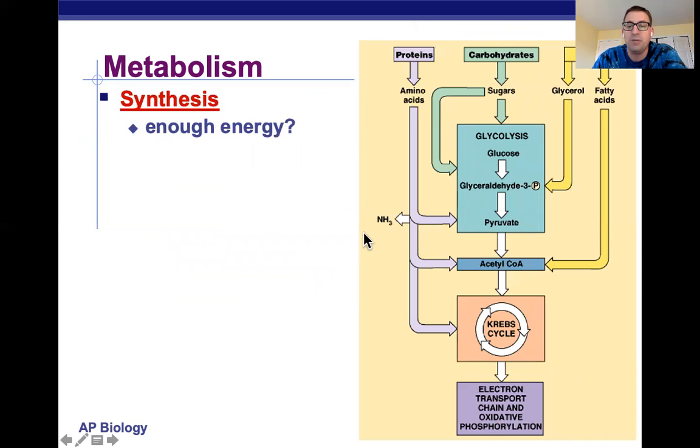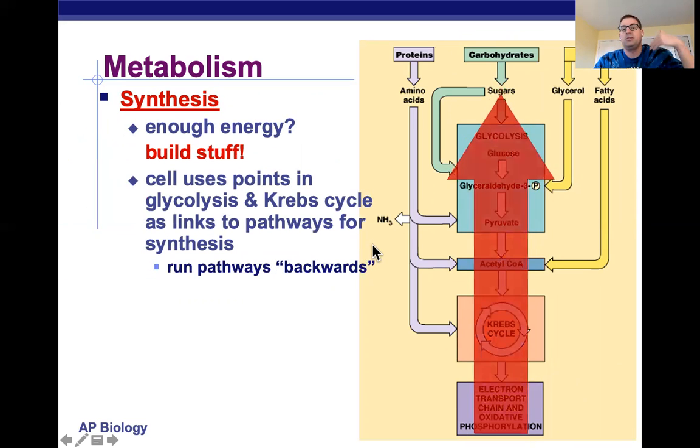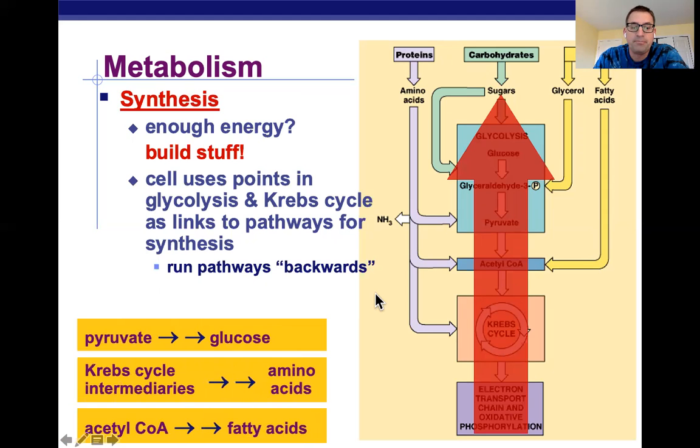In terms of synthesis, when we have enough ATP around, then we can use points in glycolysis and the Krebs cycle as links to run these pathways backwards. So if we got plenty of energy, the cell can siphon off some of the G3P and convert it back into glycerol, and some of the acetyl-CoA, convert those back into fatty acids and build fats, right? The cell can take some of that pyruvate and convert it back into amino acids, right? So we can run these pathways backwards, okay?